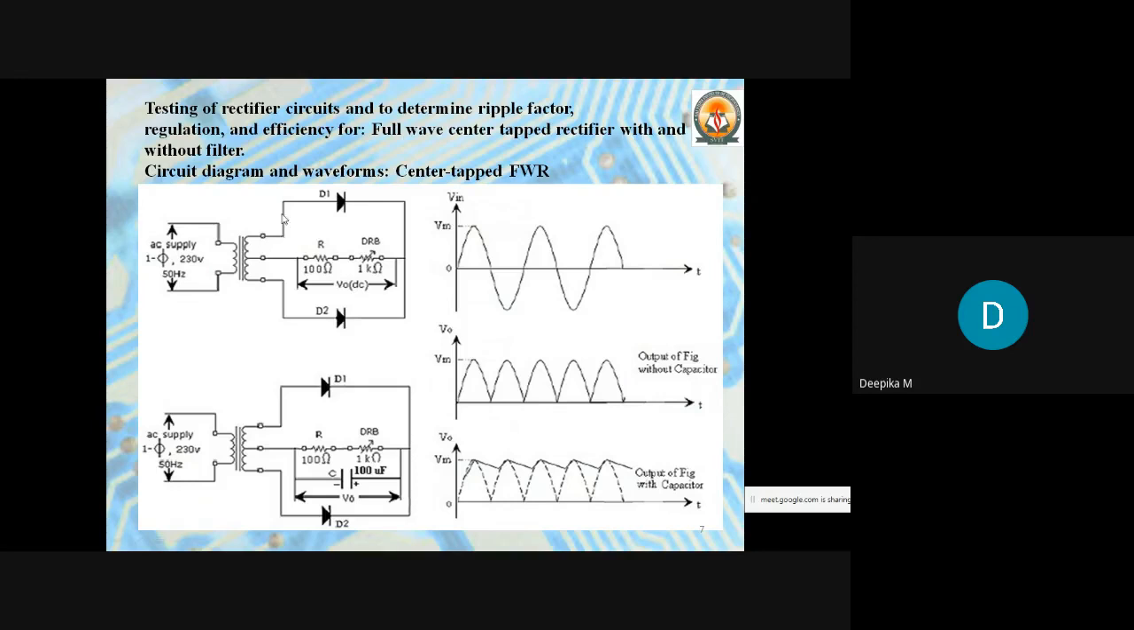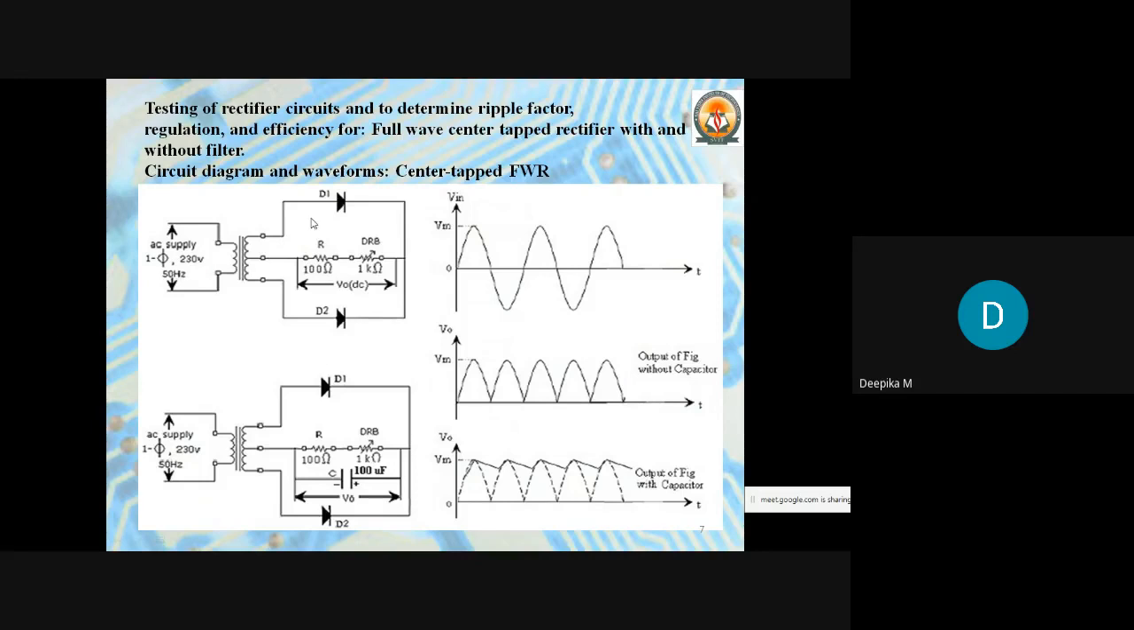One end of the transformer is connected to the anode of diode D1, and from its cathode we connect to the cathode of diode D2, and from the anode of diode D2 we connect to the other terminal of the transformer. From the center tap we connect to the 100 ohm resistor, then in series to the DRB terminal, and from the other DRB terminal we connect to the cathode junction of the two diodes. Like this the connections are made.